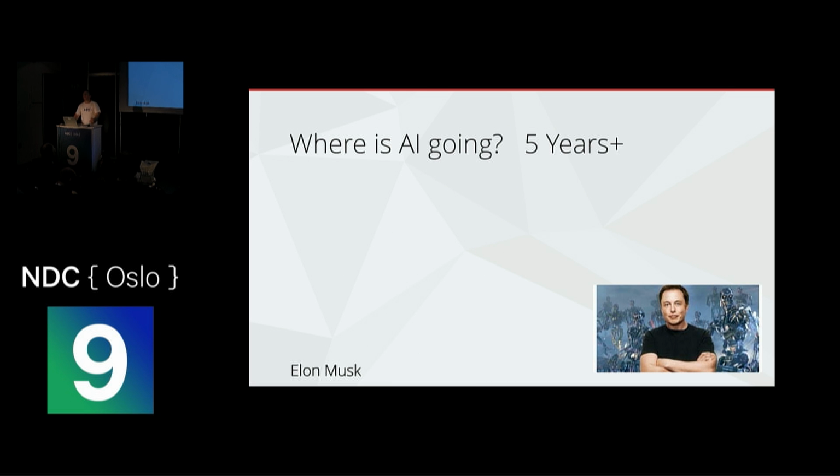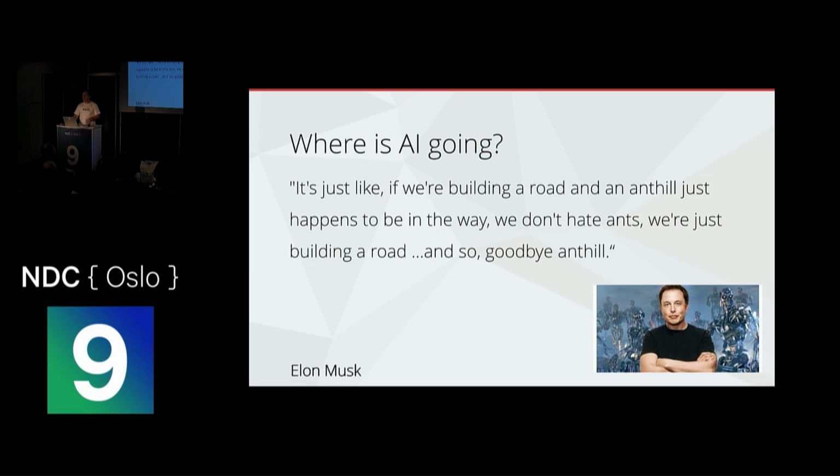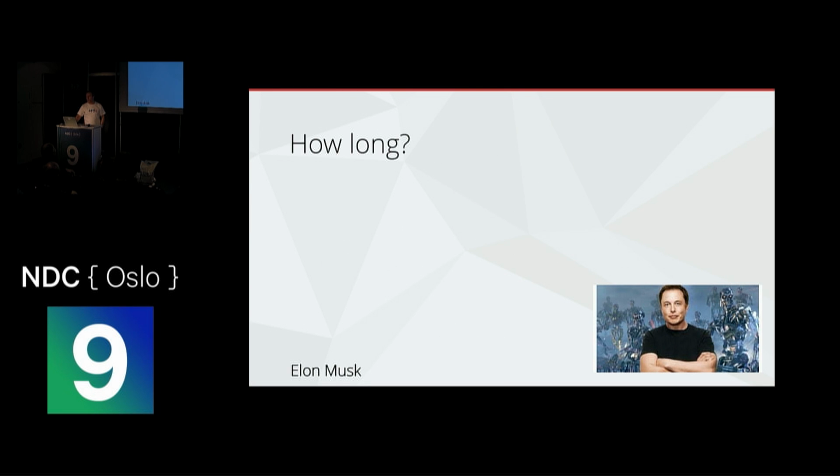What do other people say outside 12 months? We have no idea. Elon Musk says plenty about it. He says it's going to create an immortal dictator which we can never escape. He says it's just like if we're building a road and an anthill just happens to be in the way. We don't hate ants. We're just building a road. So goodbye, anthill. He's meaning goodbye, humans, with all that. Anyway, there's this documentary, and in the documentary he's asked, how long do we have? And his answer is, 5 years. What's left to do on your bucket list?